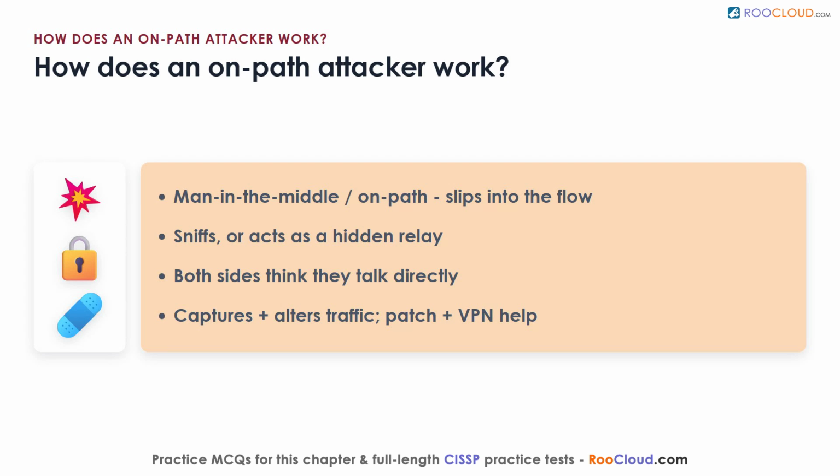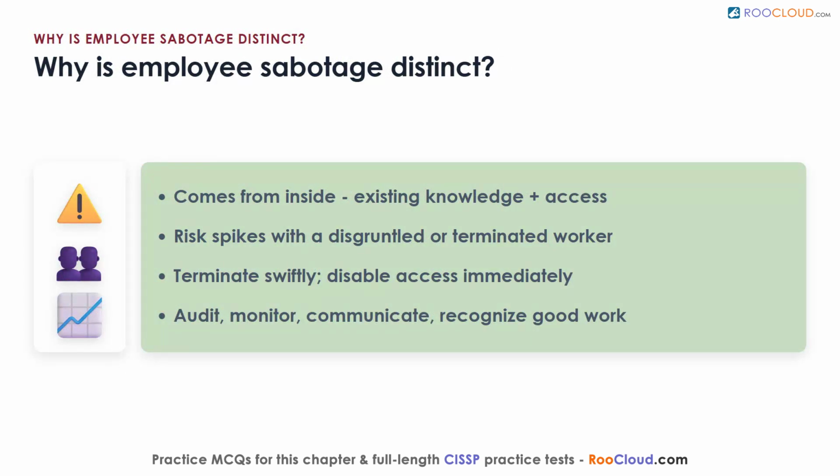Keeping systems patched and using a VPN both help defend against it. Picture a dishonest interpreter relaying two people who trust every word, quietly rewriting the message. Why is employee sabotage such a distinct threat?